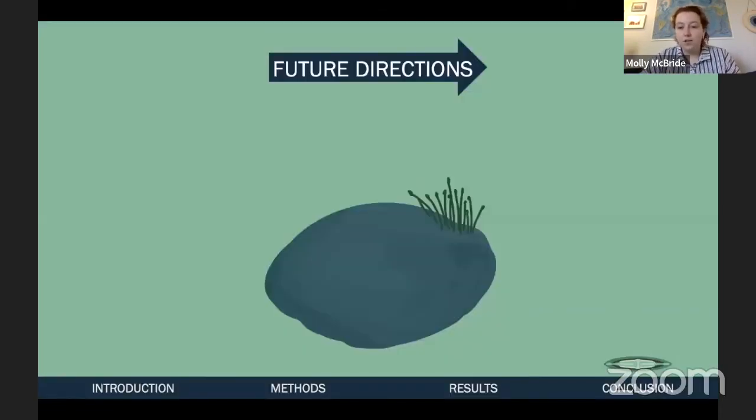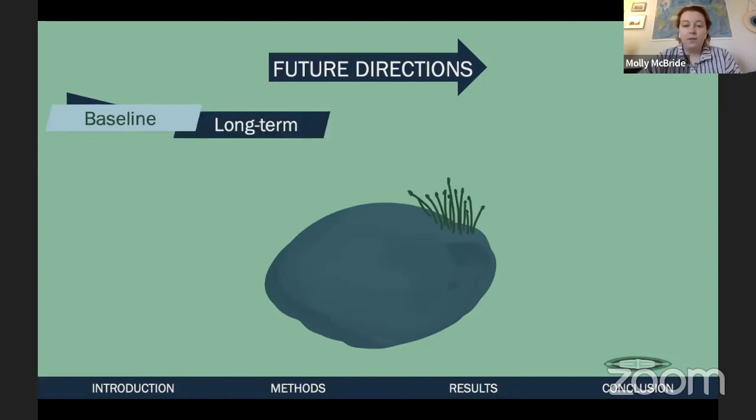So future directions for this work. This was just a baseline study, and we need to continue sampling so we can track changes over time. And those studies will hopefully be long-term. This was about 1.5 years of data collection, but long-term studies are really going to allow us to capture climatic changes that we can't really see if we only do several weeks or 1 year of sampling.